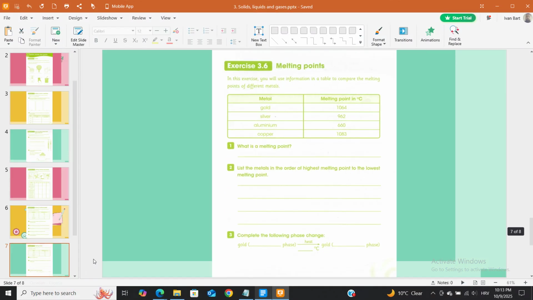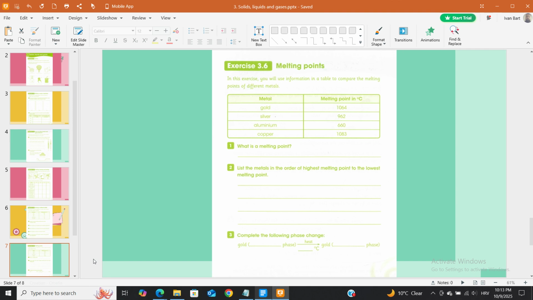Exercise 3.6 Melting points. In this exercise, you will use information in a table to compare the melting points of different metals. Metal: gold, silver, aluminium, copper. What is a melting point? Melting point in degrees C: 1064, 962, 660, 1083. List the metals in the order of highest melting point to the lowest melting point. 3. Complete the following phase change. Heat: gold, phase, gold, phase.